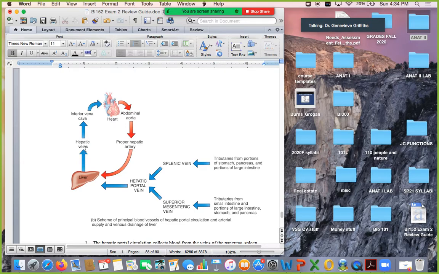And then these hepatic veins are going to be venous return. So the liver is going to be receiving deoxygenated blood for filtration as well as oxygenated blood for metabolism. All of that is going to enter into the hepatic veins and then go through the inferior vena cava and drain into the right atria.